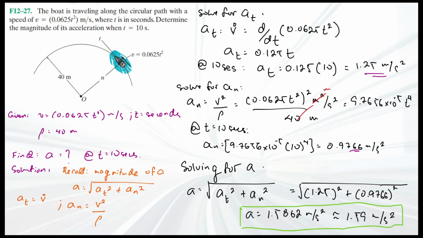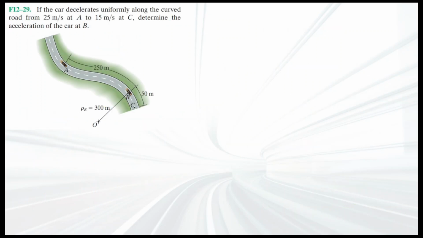Right, we have two more problems before we are done. So we have one more. Here we have a car that decelerates uniformly along the curved road from 25 meters per second at point A to 15 meters per second at C. Now we're here to determine the acceleration of the car at point B. So in a way, it's the magnitude of acceleration at point B.